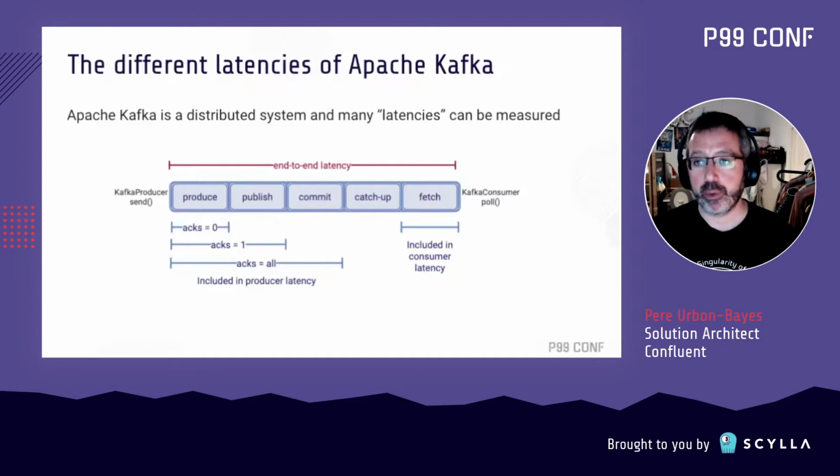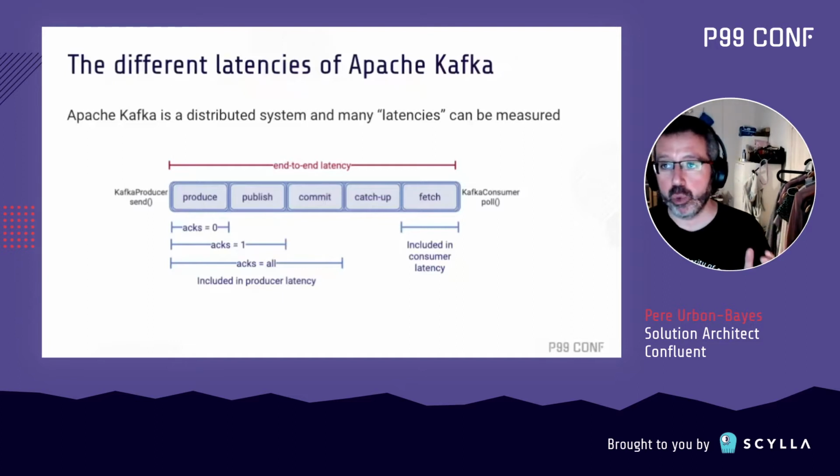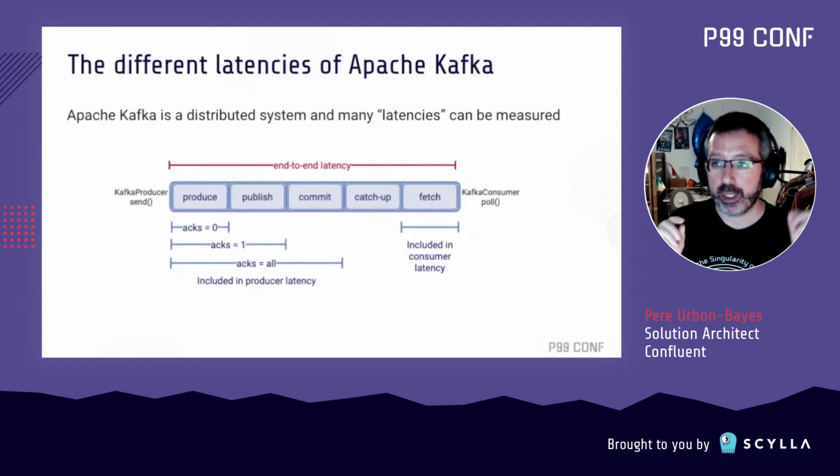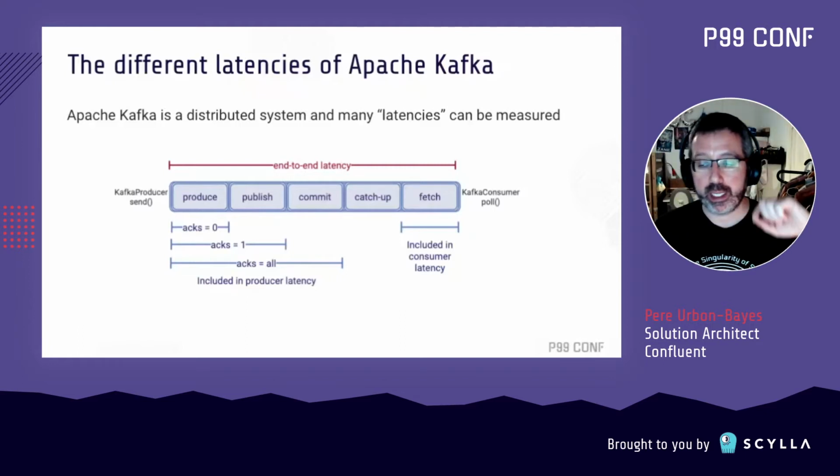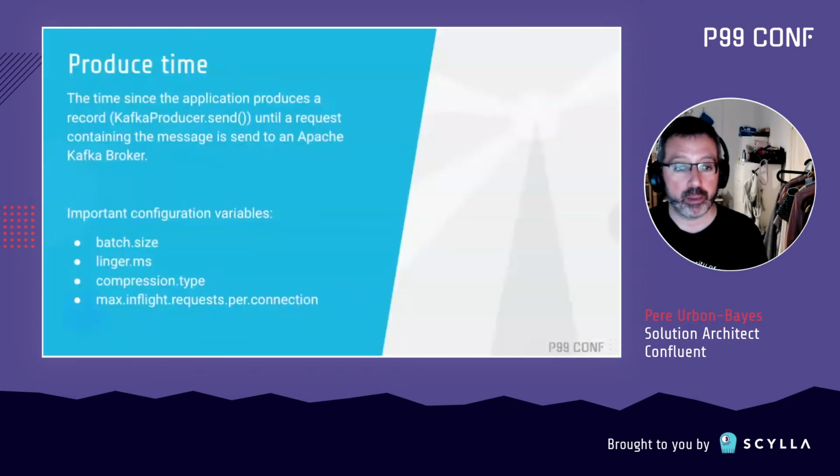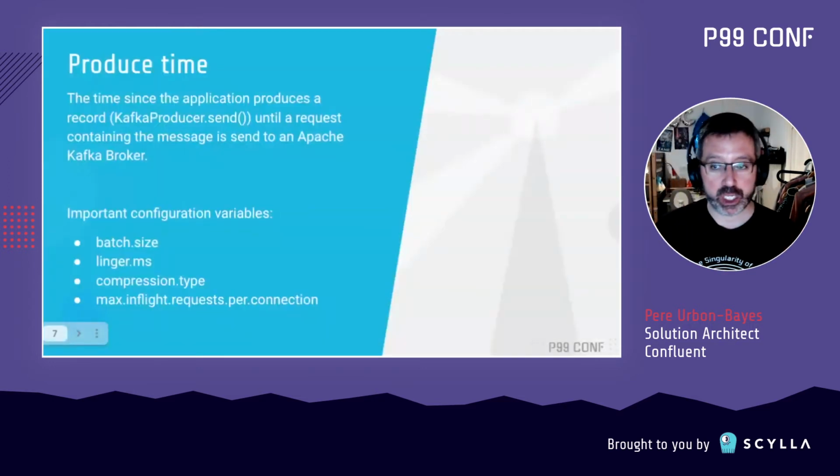Understanding produce time. As I said, produce time is the time to produce this record. So the send until request is actually sending to Kafka. What are the important variables here? Is the batch size, so how big are my batches?